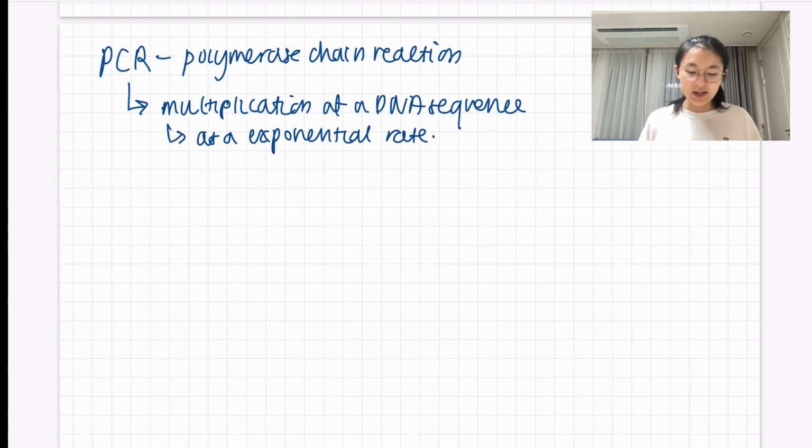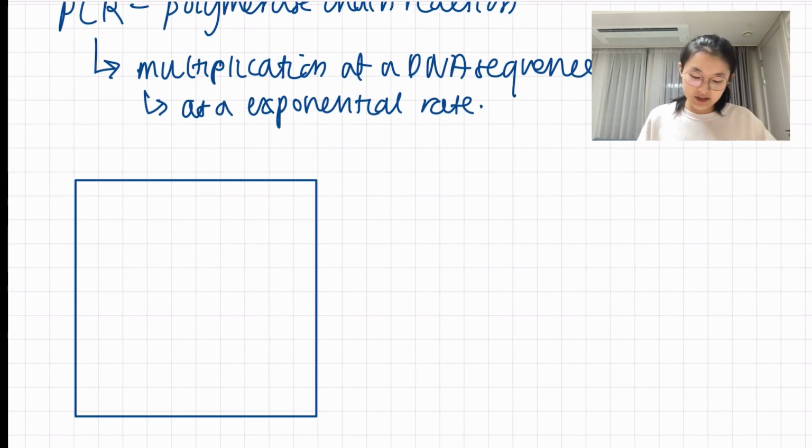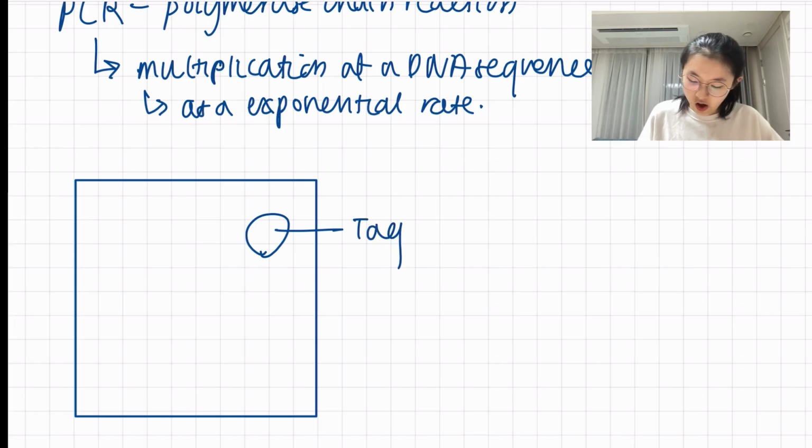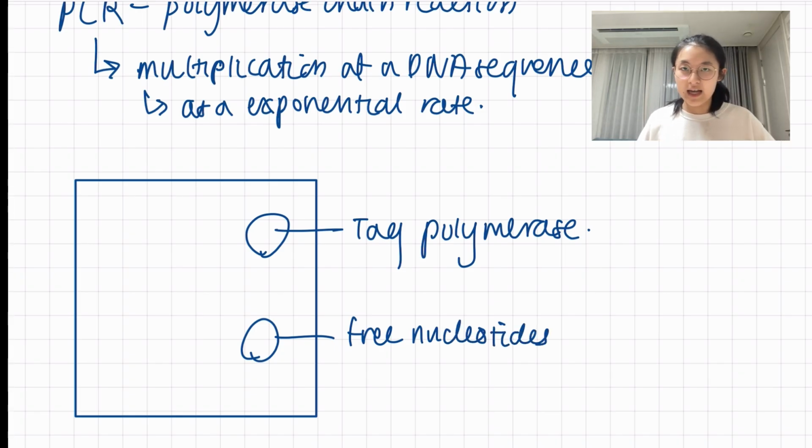And PCR is essentially a machine wherein we do this polymerase chain reaction. And what happens in this machine in order to multiply a certain DNA sequence is quite interesting. Now, in this machine, a couple of ingredients are needed. First is the Taq polymerase. We'll refer to this later on as a very important part of PCR. Second, we need free nucleotides. Free nucleotides are a necessary component for all sorts of DNA multiplication reactions because free nucleotides essentially assemble in order to form DNA strands.